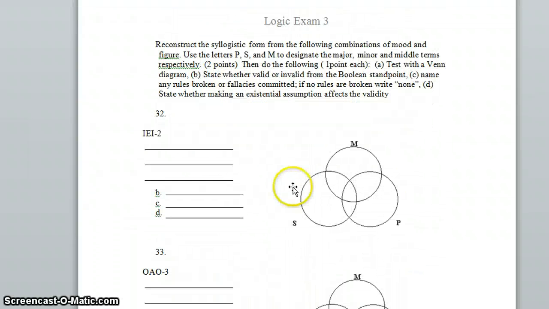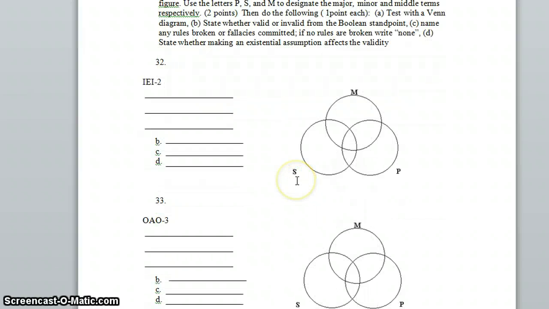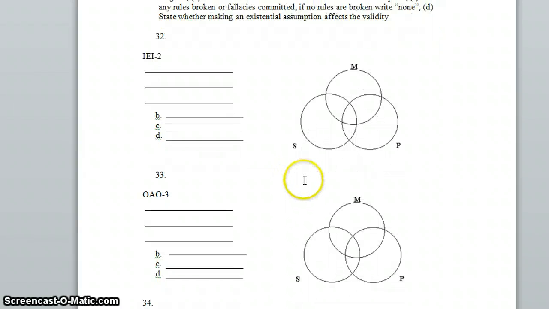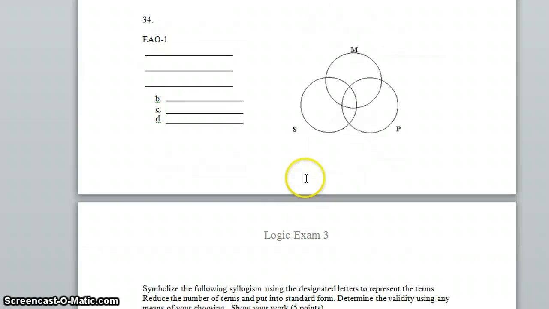These ones are similar, except now instead of being given the syllogism, you're being given the mood and figure, and you have to write out the syllogism. So it's a little bit different. And I have a video about how to do that.